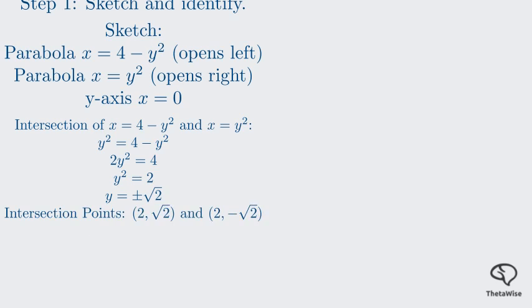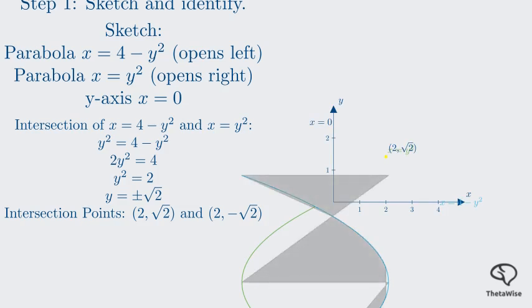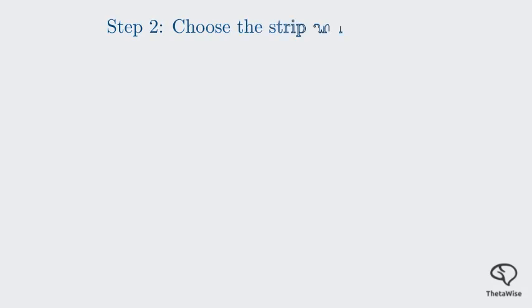We are interested in the area in the first quadrant, bounded by these three curves. A sketch is essential to see what this region looks like. This graph shows the two parabolas and the y-axis. The shaded region is the one we need. The intersection point in the first quadrant is (2, root 2). Step 2. Choose the strip and integrate.